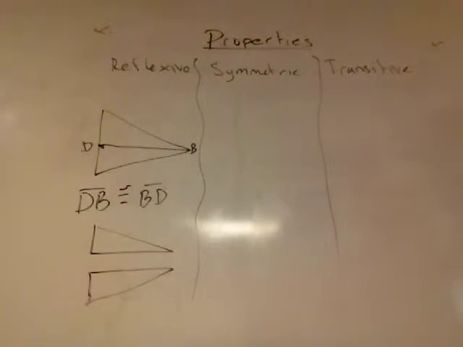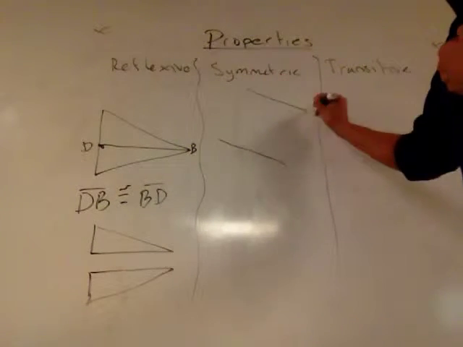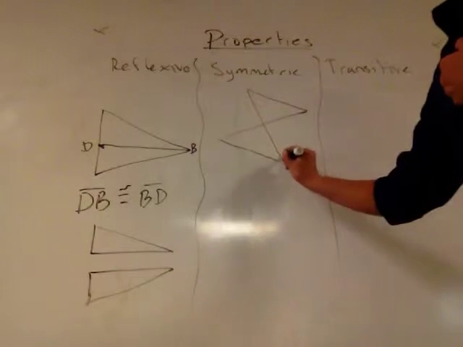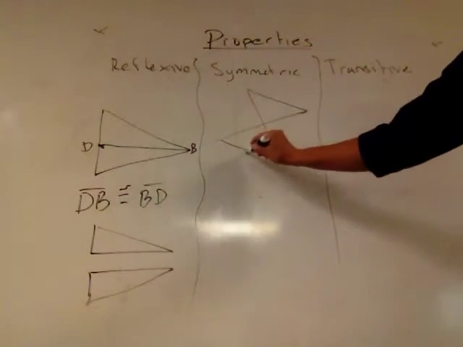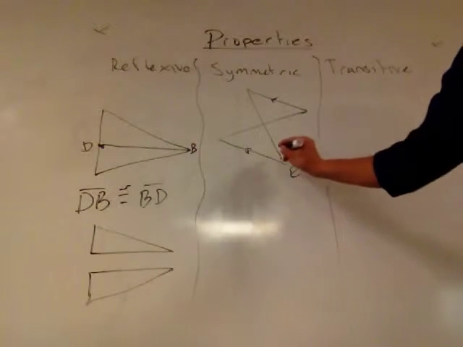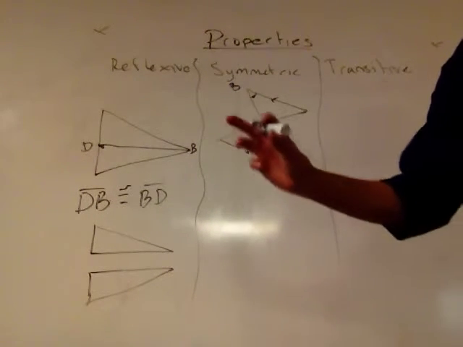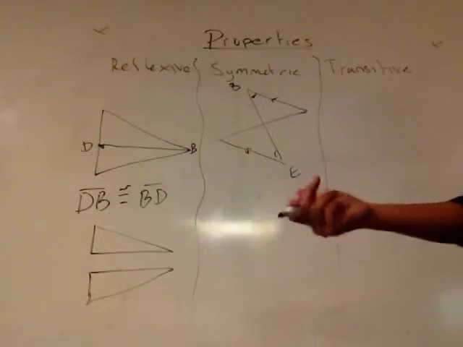The second property is the symmetric property. Let's say you have two lines like that, and we have two triangles again, and assume that these lines are parallel. We can also make the statement that angle E in this corner is congruent to angle B. If these two are the same, then what the symmetric property says is that I could switch those around and they'll still be the same.